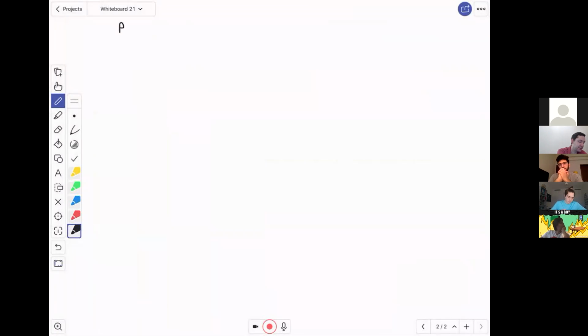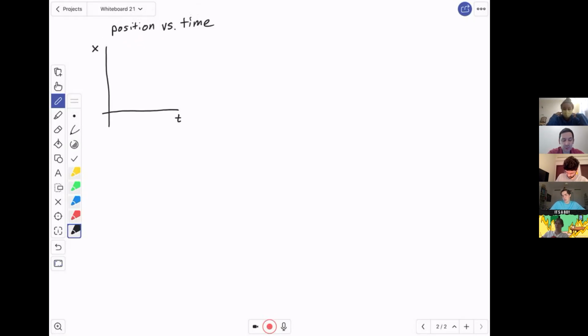These are going to be position versus time graphs, much like the one that we just saw. So we're going to put position on the left-hand side, and we're going to put time on the x-axis. I'm going to go ahead and draw up a picture. I'll give you 20 or 30 seconds to think about it.